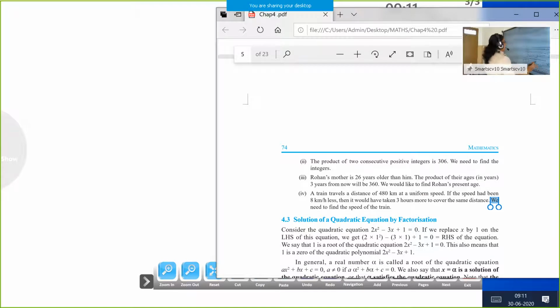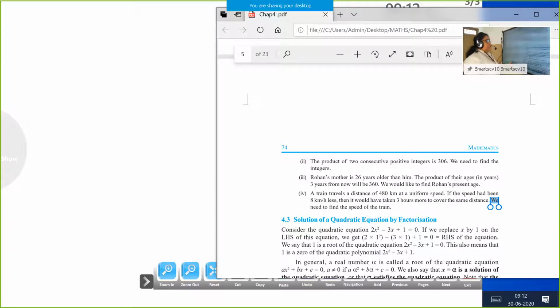Third question. Rohan's mother is 26 years older than him. The product of their ages 3 years from now will be 360. We would like to find Rohan's present age.